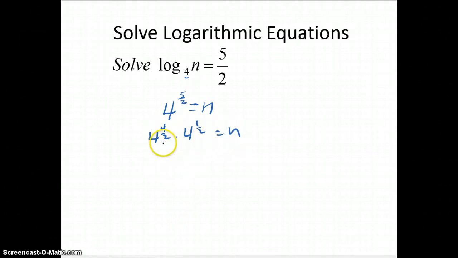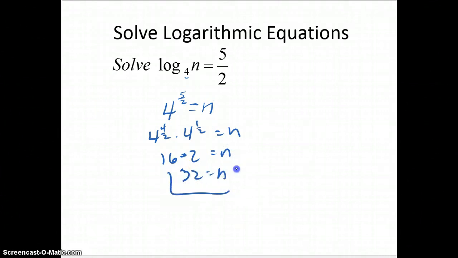So now 4 to the 4/2 is like 4 squared, which is 16. 4 to the 1/2 is like the square root of 4, which is 2. And now we have, that should be an n, my apologies, and now we have 32 is equal to n. So if there's already an equal sign there, use that property. If there's not one there, we want to evaluate, we want to try to figure out what it's equal to, so we have to set it equal to something, such as y.